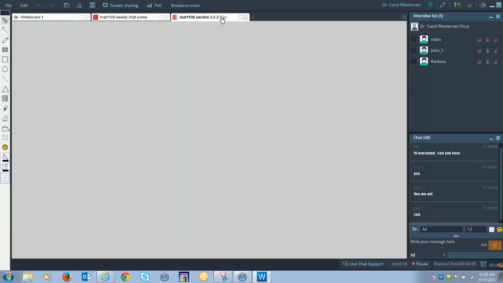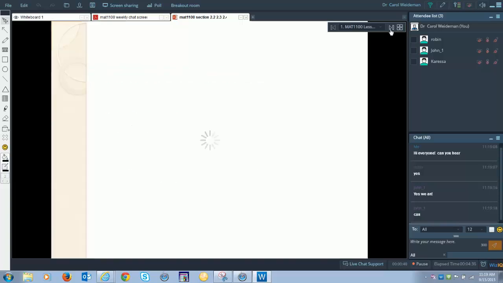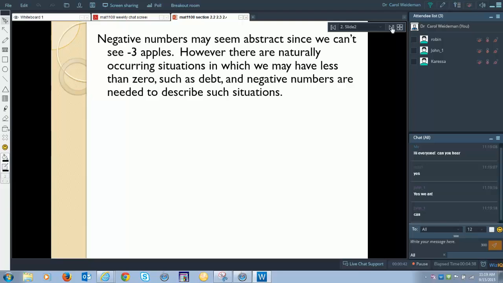We're going to go over the beginning sections in Chapter 2, or Cycle 2 actually, as it's called in your book. The first one's called It's All Relative, and it's on page 150 in your book. This section deals with negative numbers and also absolute values. So let's take a look at what they're talking about.